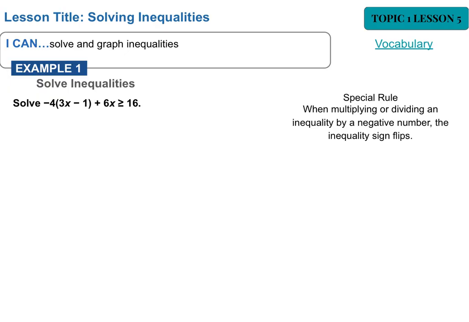So I have -4 in a parentheses, so I'm going to distribute it into the 3x and the -1. After I perform distribution, I want to bring down everything I did not use. Next, I want to combine any like terms. So the -12x and the 6x are like terms, so I will combine them.